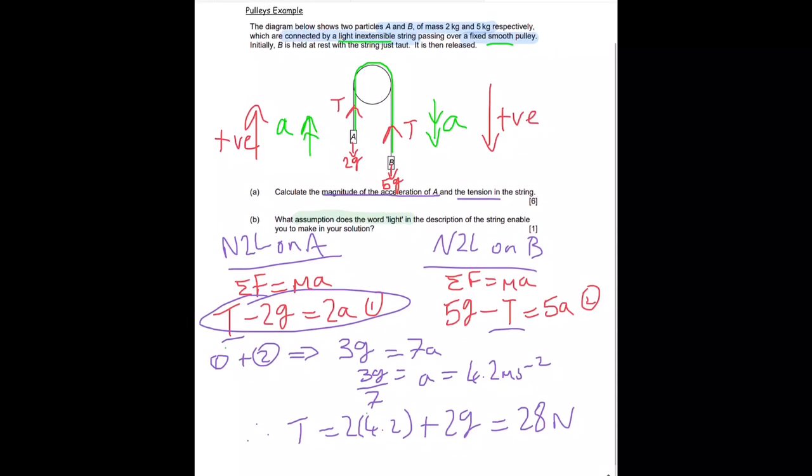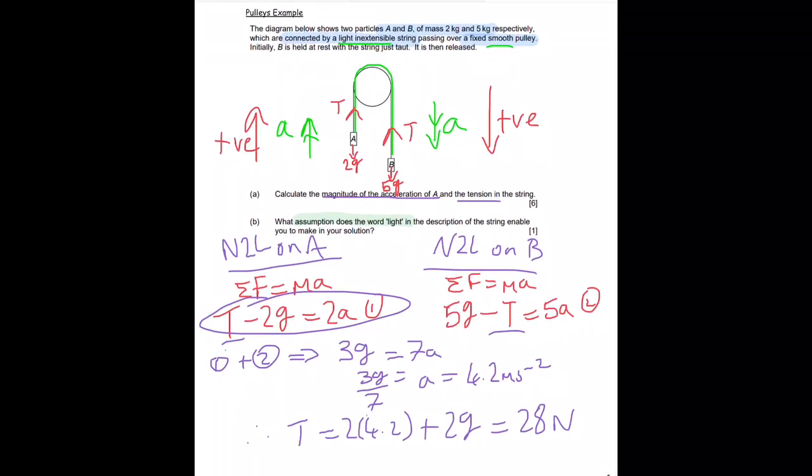Also, the other few things that they may ask you on, maybe the inextensible part. Well, inextensible means that it isn't stretchy. So if it was stretchy, then if B fell, it could start accelerating before it pulls A, because the string could stretch for a little bit. So the acceleration could be inconsistent there, whereas these will always be inextensible strings. So the acceleration will always be the same because of that. They may ask you, what does inextensible mean, or what assumption does it enable you to make?